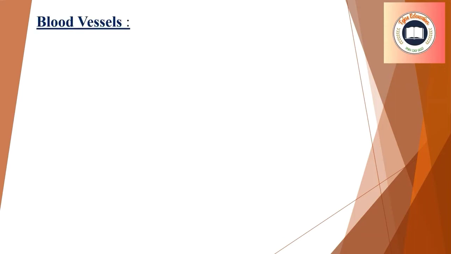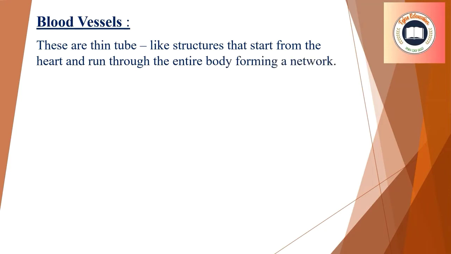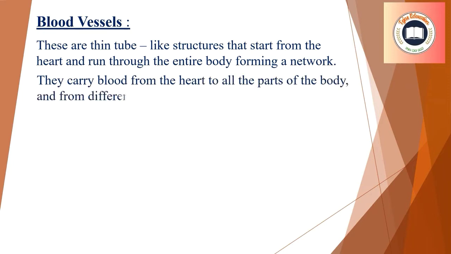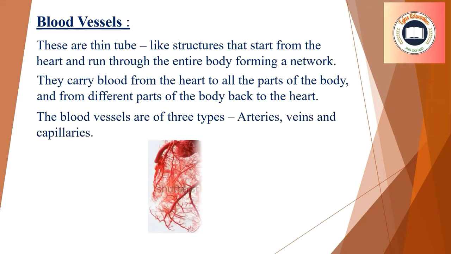Blood vessels. These are thin tube-like structures that start from the heart and run through the entire body, forming a network. They carry blood from the heart to all parts of the body and from the different parts of the body back to the heart. The blood vessels are of three types: arteries, veins, and capillaries. Down you can see the diagram of how the blood vessels look like.